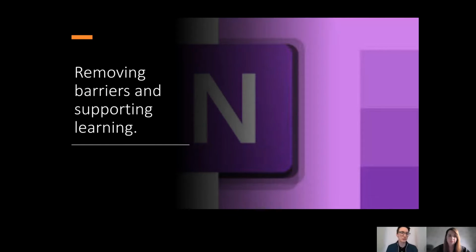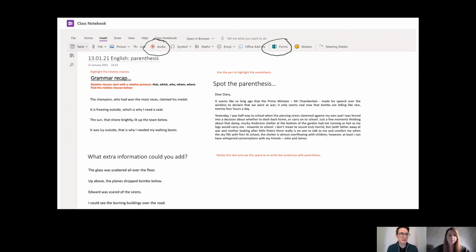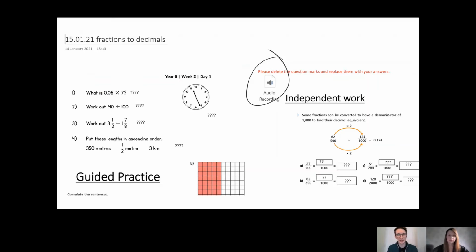So why have we decided to use OneNote for our online learning and blended learning? Well, on the whole, it allows us to remove barriers and support the learning a lot better. So you can see here some examples of this. This is an English lesson for Year 6. And on this lesson, you can see across the top there, we would be able to insert aspects such as audio to provide instructions to children. We can insert forms to quiz the children. This is what that might look like in a lesson. This allows those children who, for reading, might be a barrier to click on the link and access an audio instruction left by the teacher.